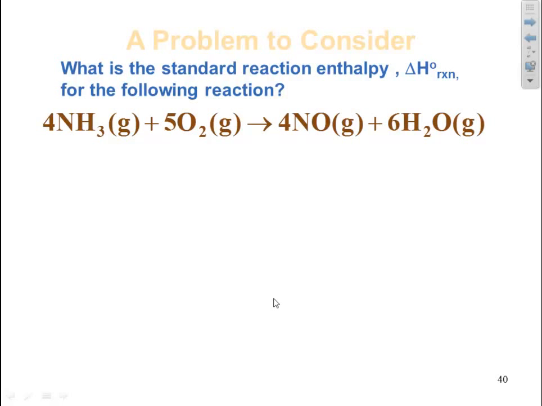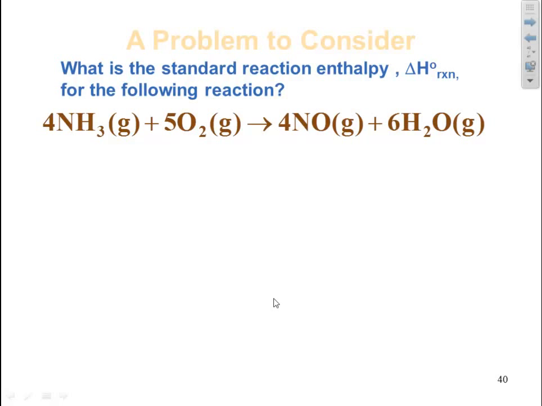What is the standard reaction enthalpy, the delta H of reaction, for the following reaction? I've got 4 ammonias, 5 oxygens, 4 NOs, and 6 water gases. It's important as I look in tables that I know the states, because my water could be a liquid, could be a gas. I've got to make sure I'm pulling the right one for the equation. Now, for the most part, you'll be given that on the test or in your homework. So there's no reactions for me to compare using Hess's law.